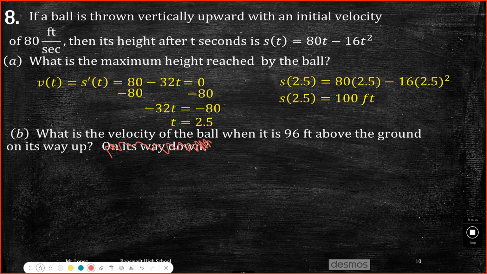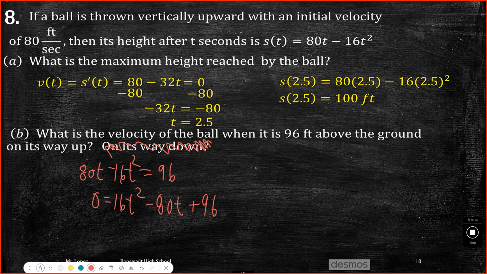So the output is 96, and we've got to figure out when it is equal to 80t minus 16t squared. Move everything to the right to make the t squared positive. So 0 is going to equal 16t squared minus 80t plus 96. Divide everything by 16. Get a calculator. What's 80 divided by 16?